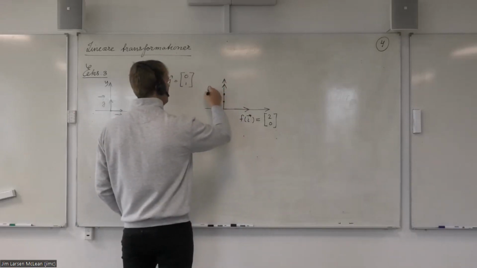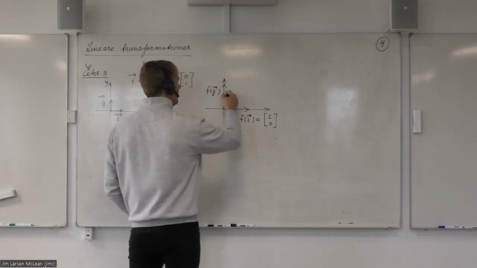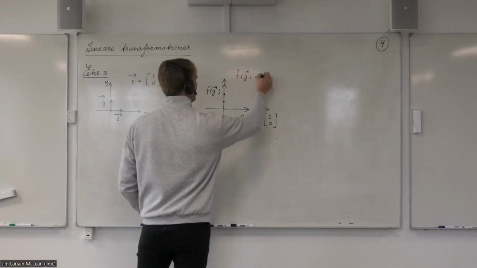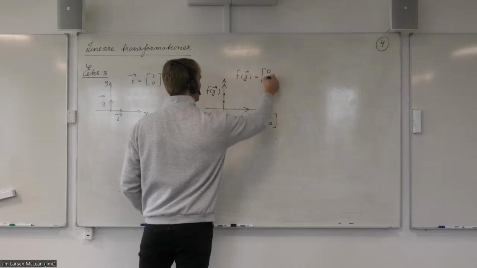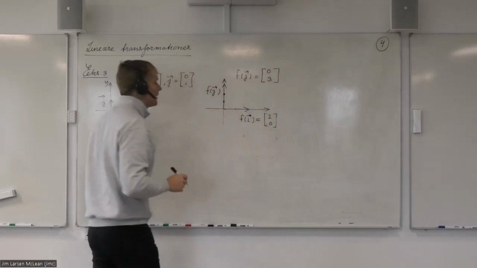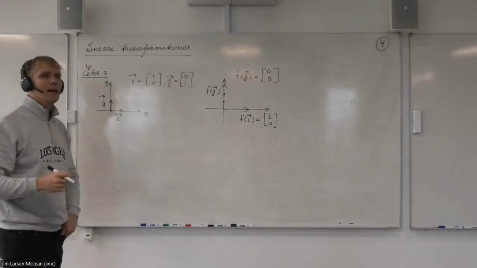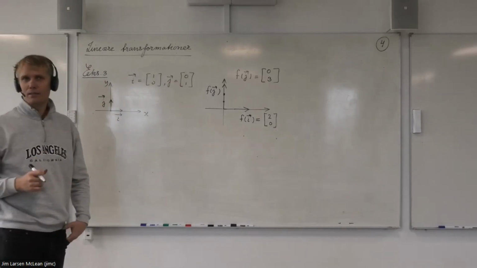So this is the image of the j unit vector. And the coordinates for that vector, the one that is swapped, are (0, 3), or 0 over 3. I need to go 0 out and 3 up to reach that place. Now I have everything I need to create a transformation matrix.